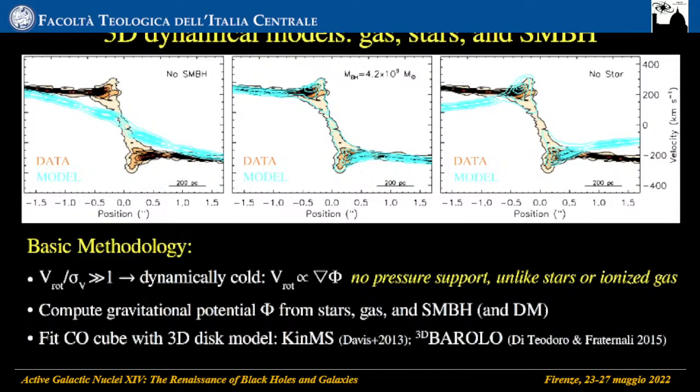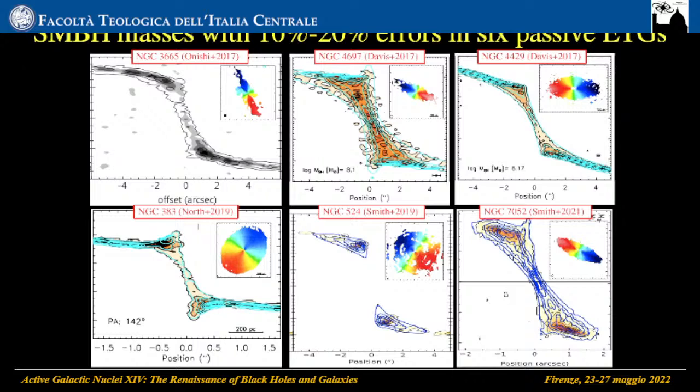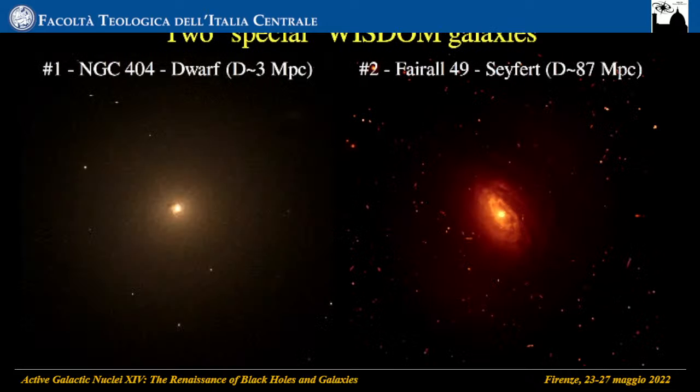Now, this technique has been applied so far to 6 passive early-type galaxies, providing black hole masses with errors between 10 to 20%, which is fantastic. But actually, in this talk, I want to focus on 2 special objects in which we have less accuracy, but they are very interesting galaxies. So on the left, you can see NGC 404, which is a dwarf galaxy at 3 megaparsec. And on the right is Fairall 49, which is a Seyfert at around 90 megaparsec.